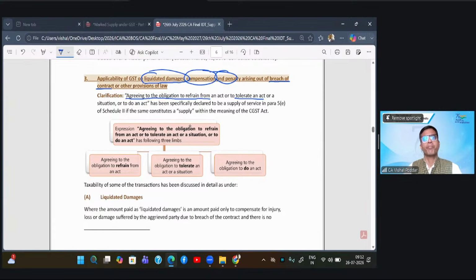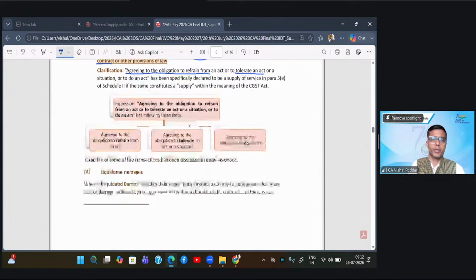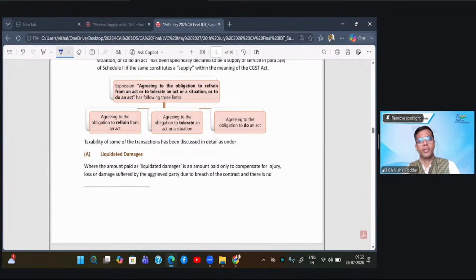So if you have not fulfilled my contract conditions, or if you have breached any of the contract conditions, and still I'm allowing you against some penalty amount, is it tantamounting to toleration of an act? This was a question raised. Now, this entire phrase, agreeing to the obligation to refrain from an act, tolerate an act or situation, or to do an act: whether any type of liquidated damages received for non-compliance with any of the contract conditions, or for breach of any condition or breach of law, will fall in any of these.